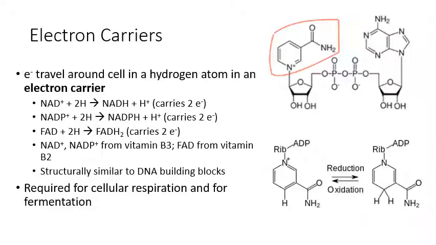So when those electron carriers like NADH have electrons on them, then they are considered reduced because they've had electrons added to them. When you remove electrons from them, then you are oxidizing them. So when you go from NADH to NAD+, that's oxidation. When you go from NAD+ to NADH, that's reduction.